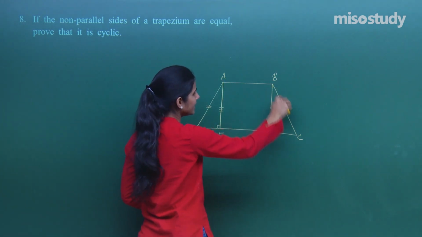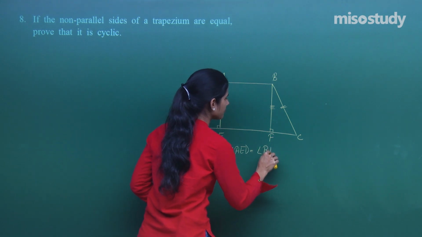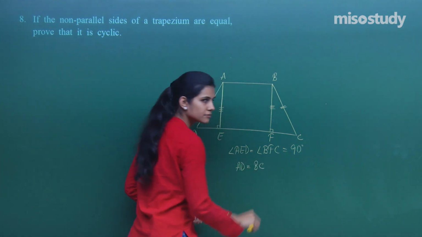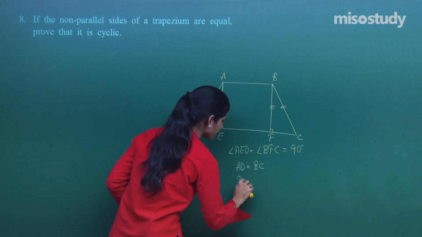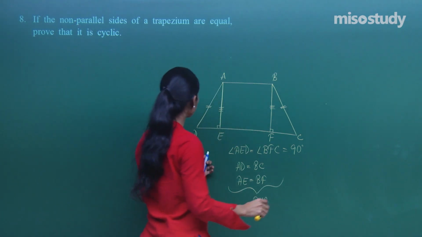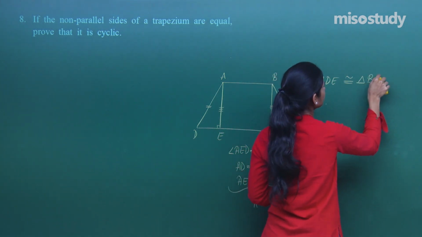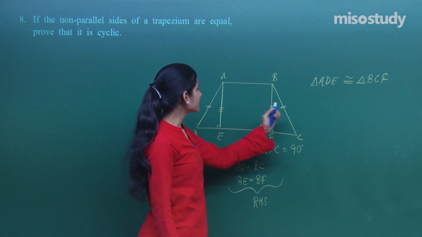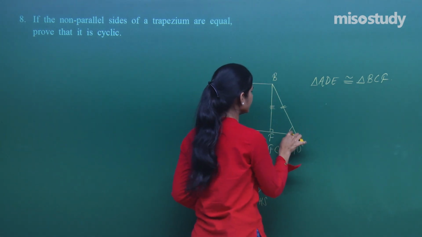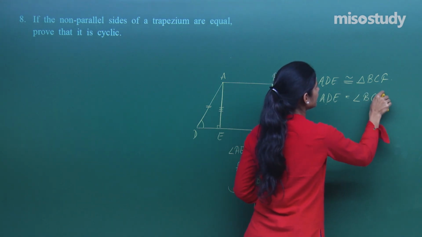If you consider the triangle ADE and BCF, you can see that this angle is 90 degree. Right? Then you have AD is same as BC. Right? And then you have AE is same as BF. So, right angle hypotenuse side by RHS congruence condition, you have triangle ADE is congruent to triangle BCF. Clear? And if these two triangles are congruent, their corresponding parts are going to be equal. So, you will have angle ADC is same as angle BCD. Angle ADE will be same as angle BCF.